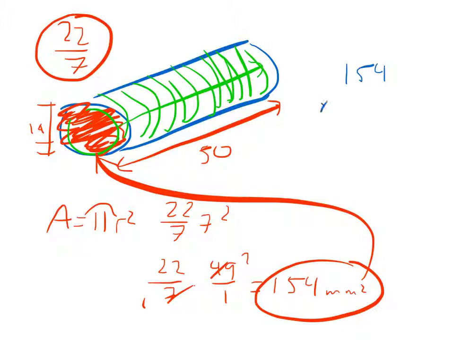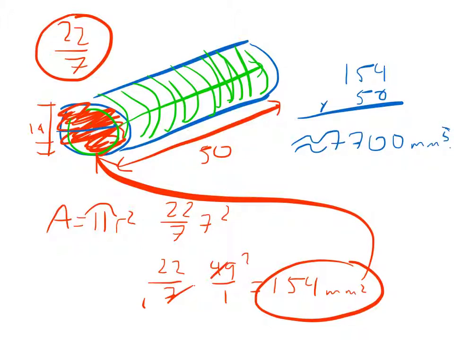So my last math that I'll do then is 154 times 50, and that's going to be 7,700. Again, I should put in approximately because I used pi. This is going to be millimeters, and this time it will be cubed because I've used three different numbers. I've used a length, I've used a width, and a depth. So in example 2, that's how we would find a cylinder.